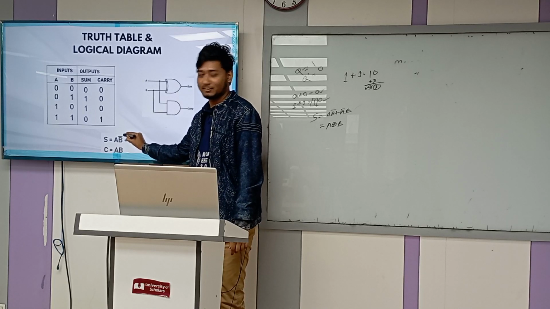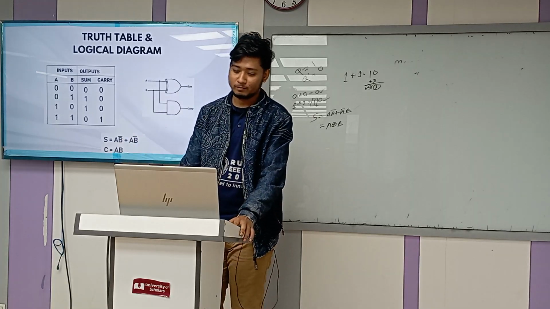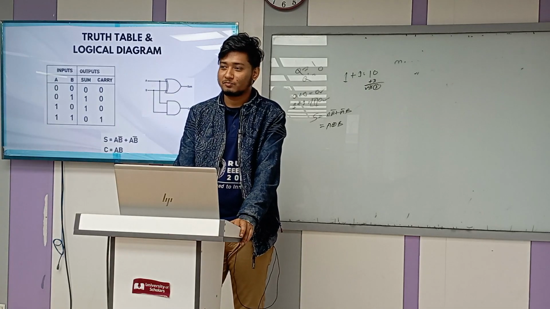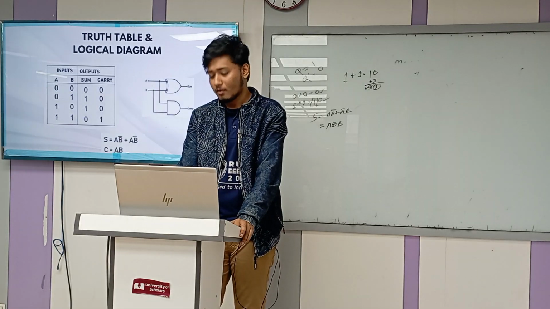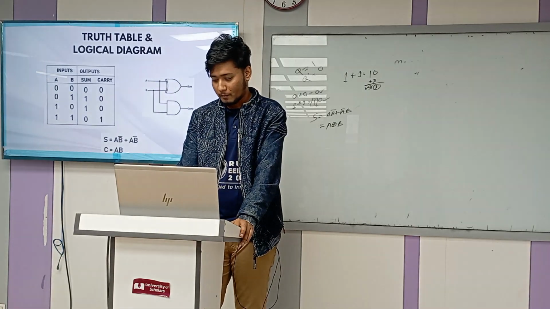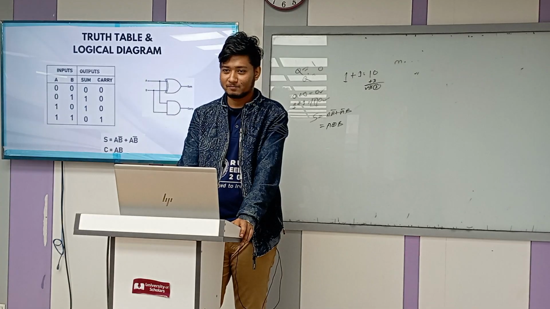Go to the previous one. Yeah, there is a mistake. The equation should be S is equal to AB prime plus A prime B. Next time you should keep that in mind. Okay? Thank you.